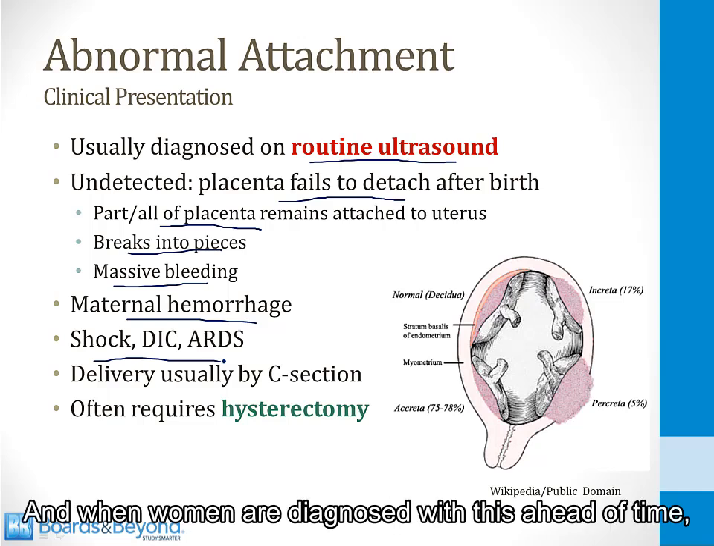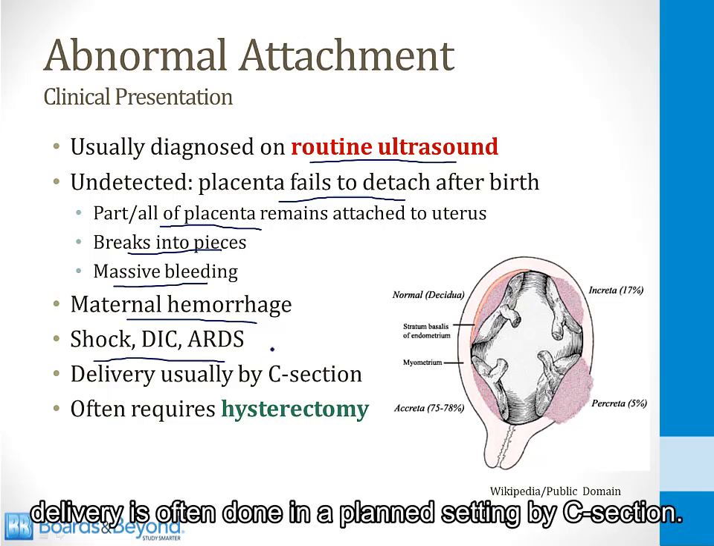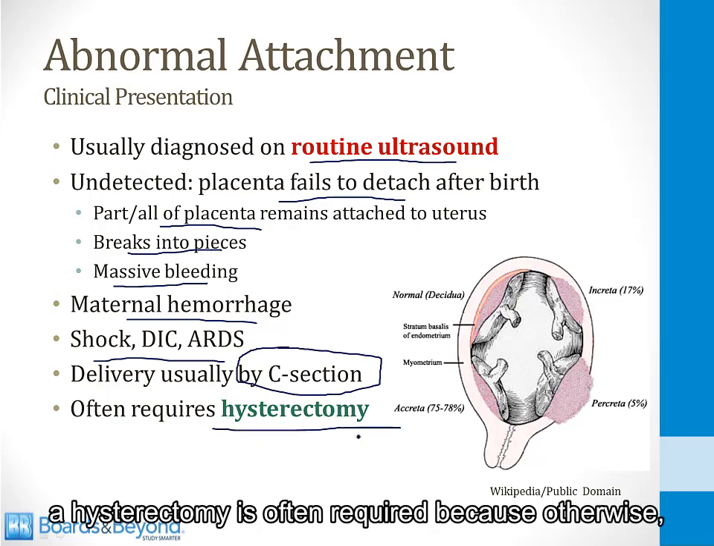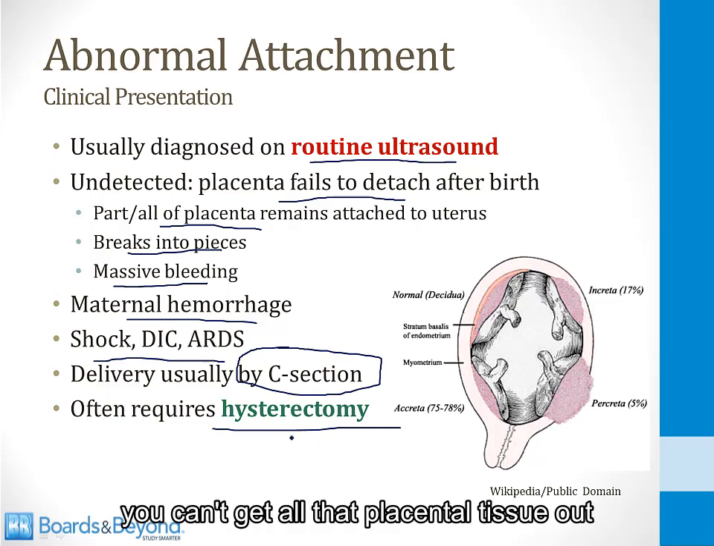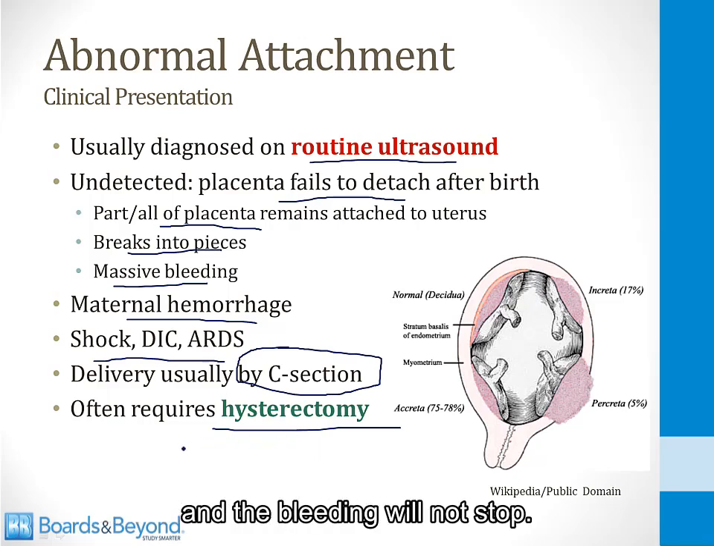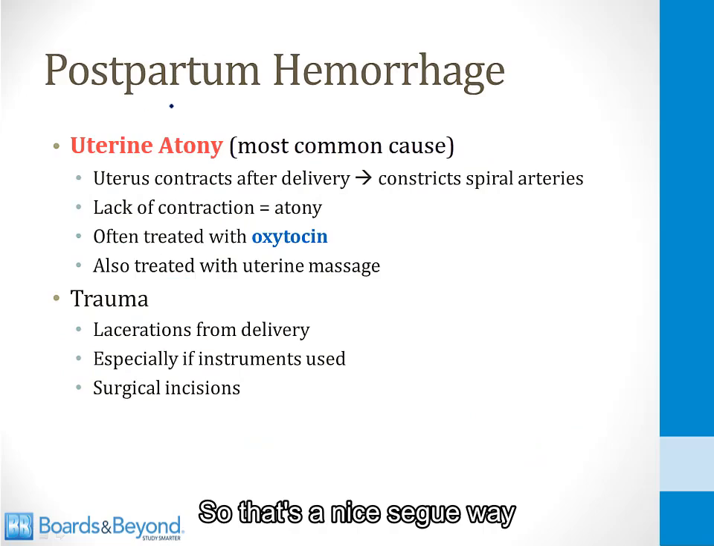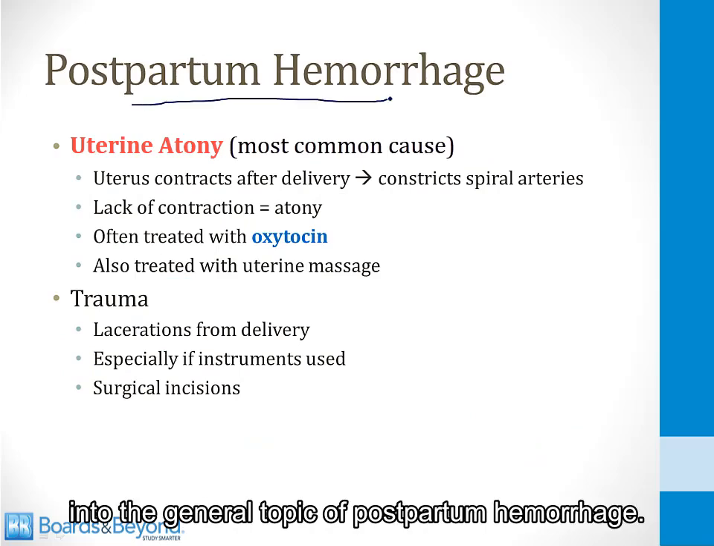And when women are diagnosed with this ahead of time, delivery is often done in a planned setting by C-section. And after delivery, a hysterectomy is often required because otherwise you can't get all that placental tissue out and the bleeding will not stop. So that's a nice segue into the general topic of postpartum hemorrhage.